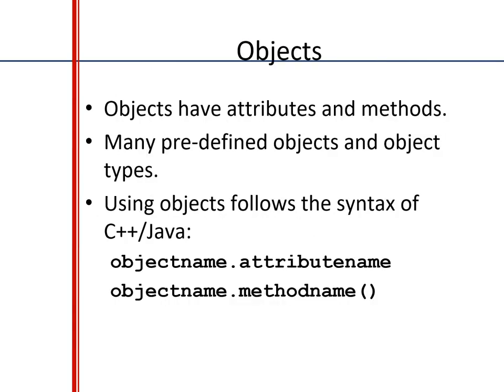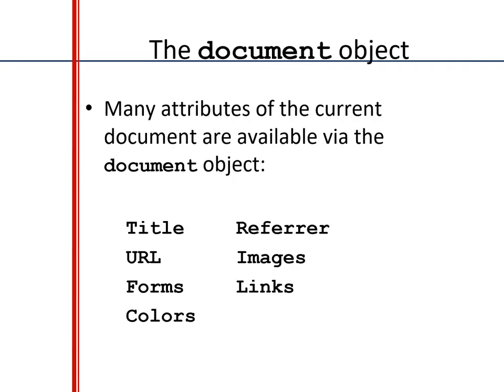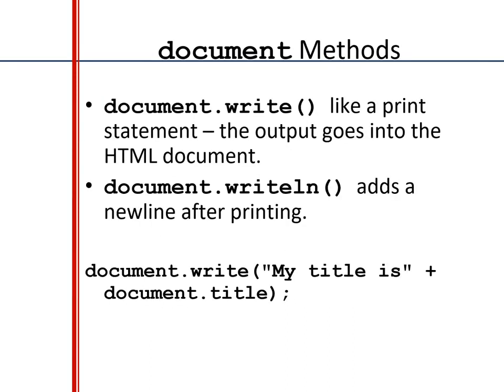Objects: these have attributes and methods. Among the many predefined objects, we use types of objects with an object name and attribute names. We also mention a method's name in it. In the document object, many attributes of the current document are available via document objects, like title, URL, forms, color, images, links. These are the document methods. We write document.write here. That is a print statement and it is displayed on your screen.